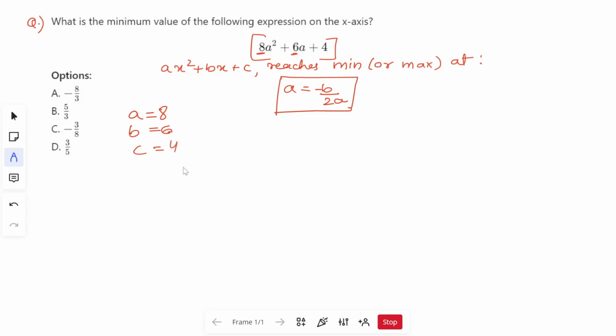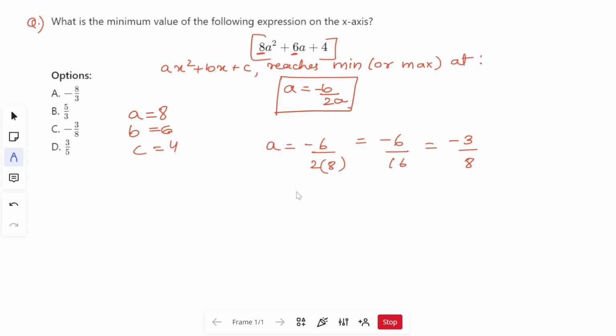B is 6 and c is 4. Now using this, we will substitute these values in our formula. So a is equal to minus 6 by 2 into 8, which is minus 6 by 16, which is further equal to minus 3 by 8. Cancelling it out with 2, it will give us this much. So we have got the value of a in this form.